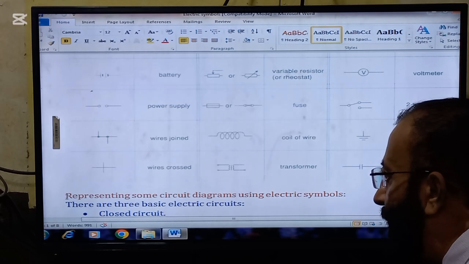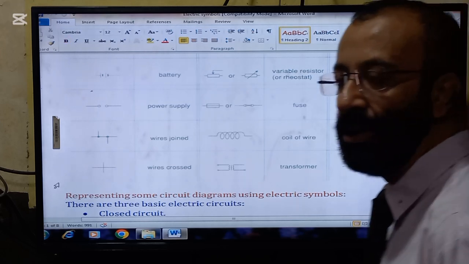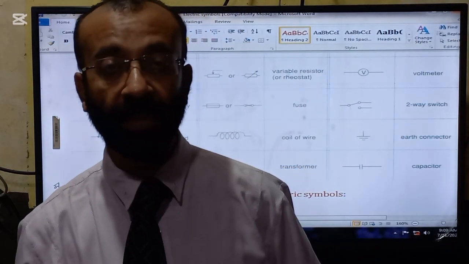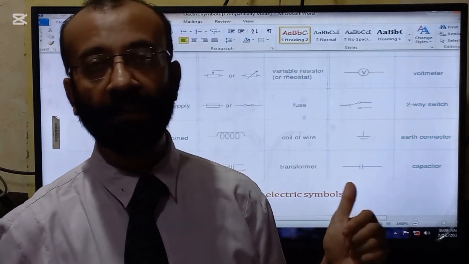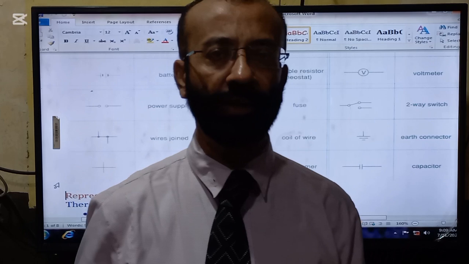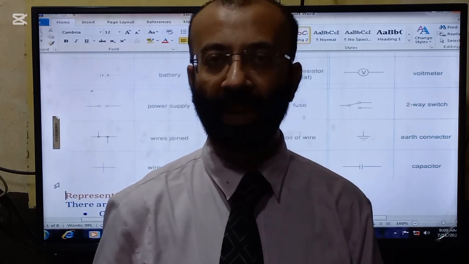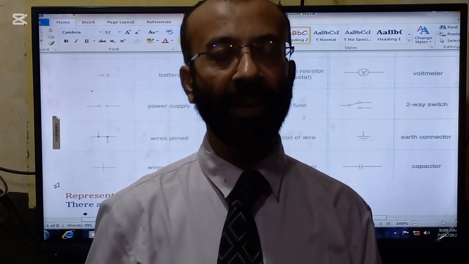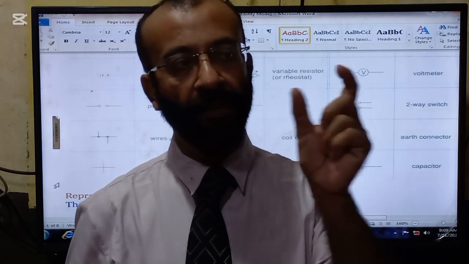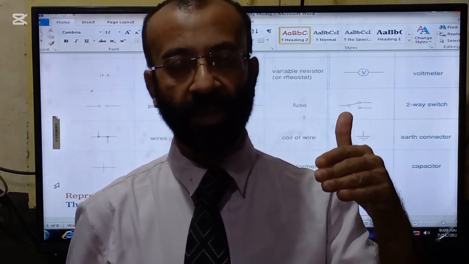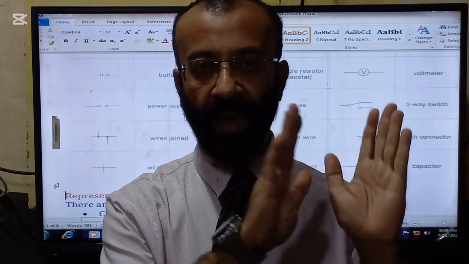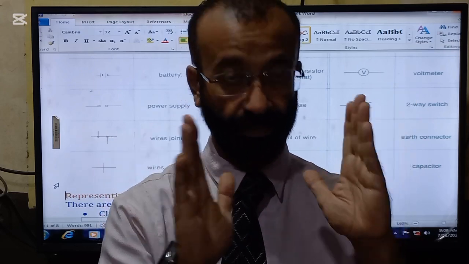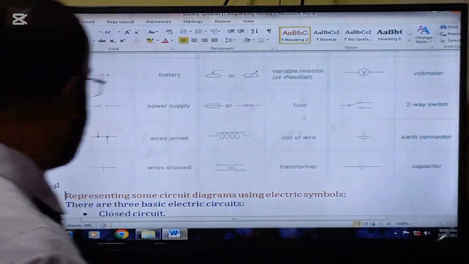These symbols are very important. You have to learn them. You have to understand them, because out of these symbols, one, two, or three symbols always come in the paper. Particularly in paper number 1, MCQs, a figure is given, some options are there, and you are required to tick the right name of the symbol. So this is very important.